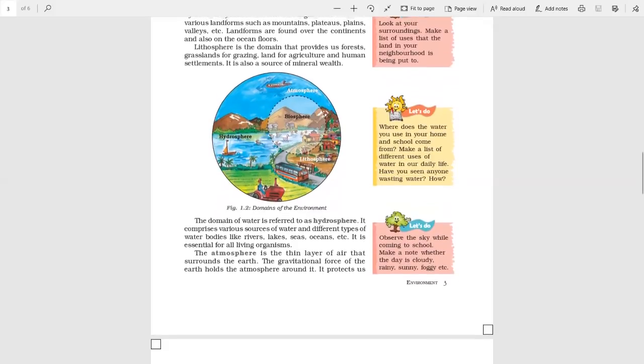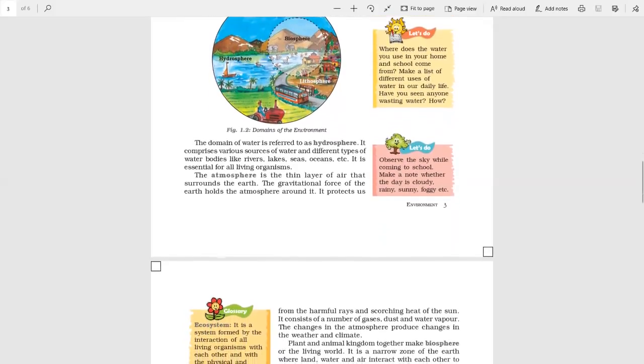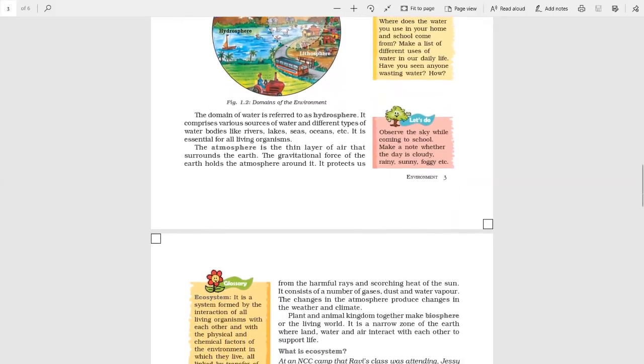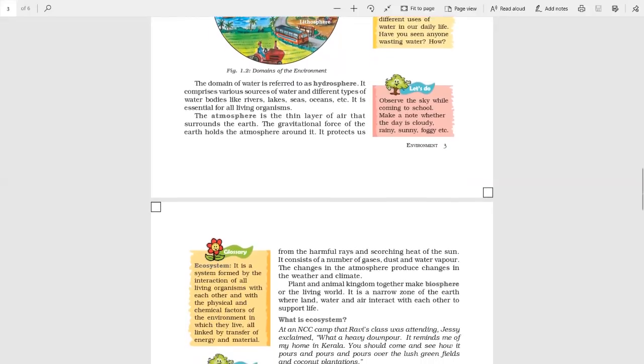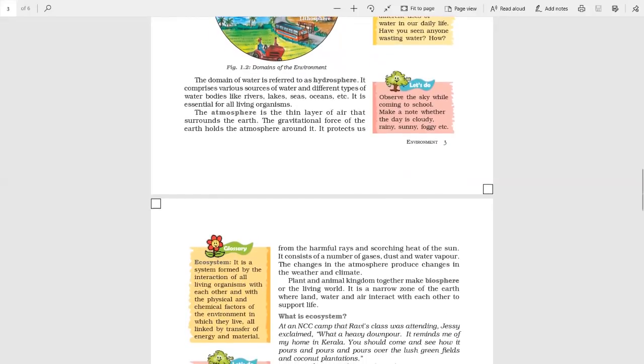Okay, plants and the animal kingdom together make the biosphere, or the living world. Underline that, students. It is a narrow zone of the earth where land, water, and air interact with each other to support life. So these were all four major domains of the environment. Now let's start with the next part.